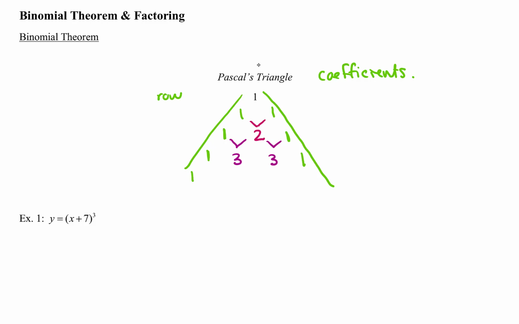I'm going to add 1 and 3 gives me 4. 3 and 3 gives me 6. 3 and 1 gives me 4. Then I have that outside number again, and I can keep going. 1 and 4 gives 5. 4 and 6 gives 10. 6 and 4 gives 10. 4 and 1 gives 5. And then we have the 1 on the outside.